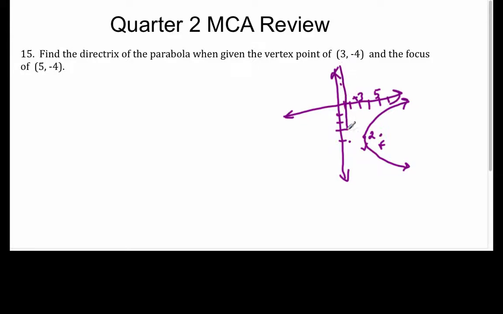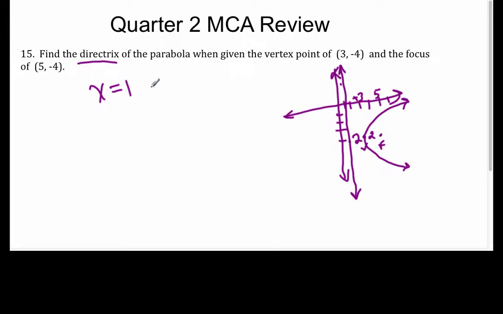Again, I'm trying to use this new tool, so it may not look beautiful, and I apologize. But if I'm 2 away in here, then I am 2 away right here. So 5 down to 3, down to 1. This is a vertical line, so vertical lines are x equals. So the directrix then is the equation x equals 1.